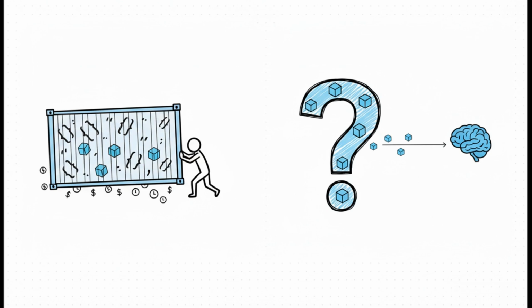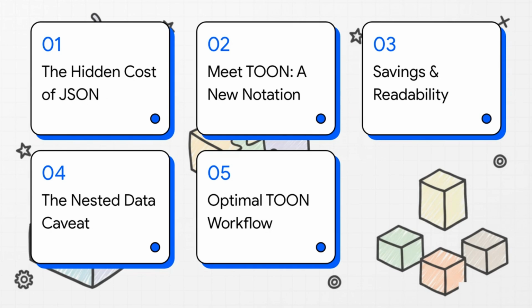So, what's the alternative? Here's our game plan for today. First, we're going to really dig into the hidden costs of our old friend JSON. Then, we'll meet a new challenger on the scene called TOON and see the kind of wild savings it offers. But, and this is important, we'll also uncover a critical weakness it has with nested data before finally laying out the absolute best way to use it to get amazing results every time.